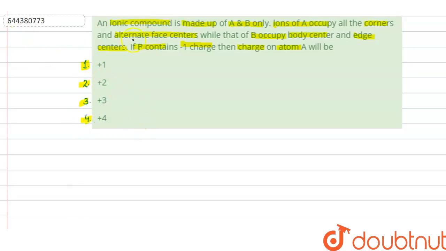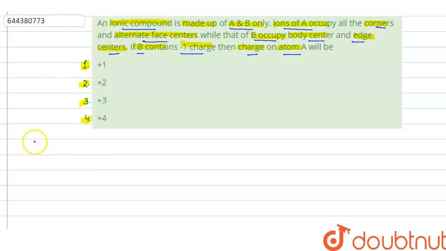Right, so in this question, it is given that in an ionic compound, there are two atoms A and B. Ions of A occupy the corners and the alternate face center, and B occupy the body center and edge center. And the charge on B is given -1, and we have to find the charge on atom A. It means B is anion, so A will be cation. So we have to find out the charge, right?